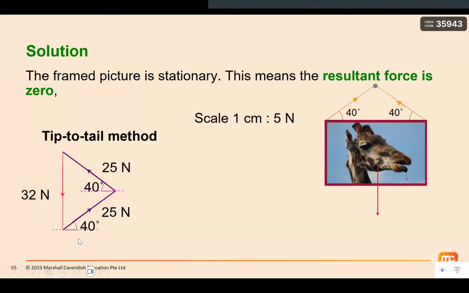So in a tip to tail method, you can see that there is no resultant force. I start from this point over here, okay, and then I have my force going up 25 Newtons, going up again 25 Newtons, and I have my weight going down 32 Newtons. I go back to my starting point. So there is no resultant force acting on this frame at all. Okay, so this is how I use the tip to tail method.